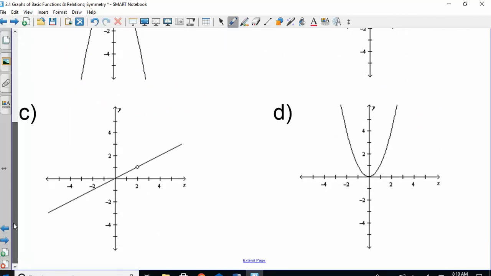C. We have a line with a hole in it. So where is this one continuous? Negative infinity to 2, union 2 to positive infinity. It's continuous everywhere except at 2.